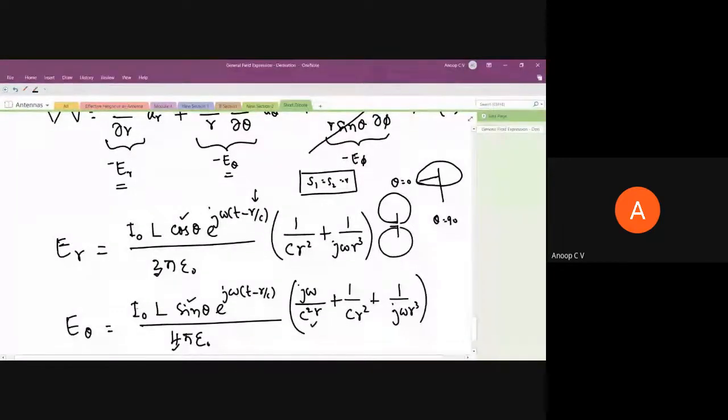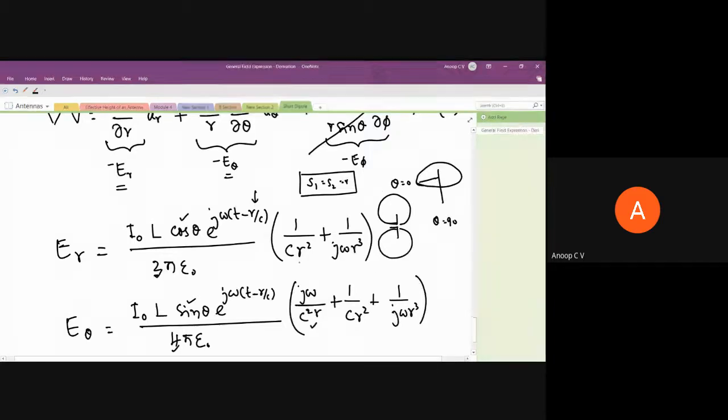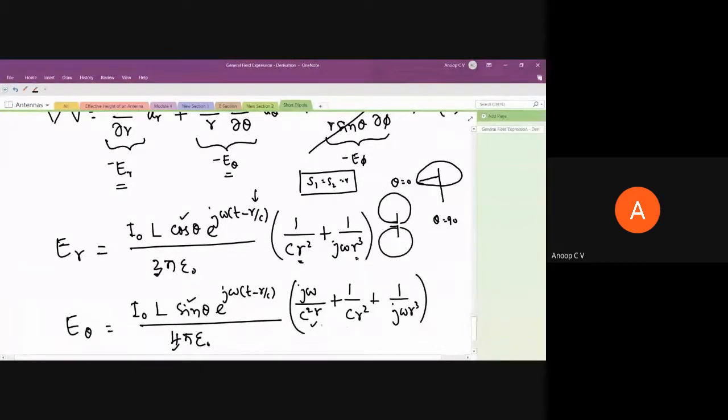So you can see if I naught is more, there will be more charge accumulated, so the field will be more. That is obvious. And if L is more, more charge can be accumulated along the length L, so it is proportional to L. And of course, we have 1/R squared and 1/R cubed terms. So here we have 1/R, 1/R squared and 1/R cubed terms.